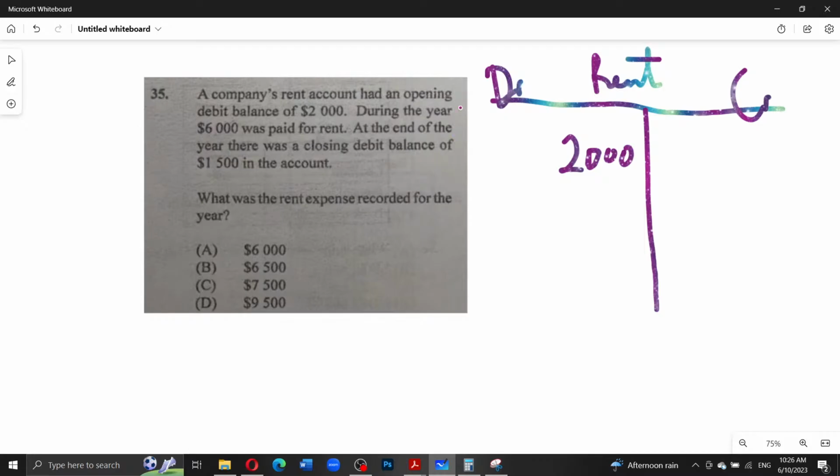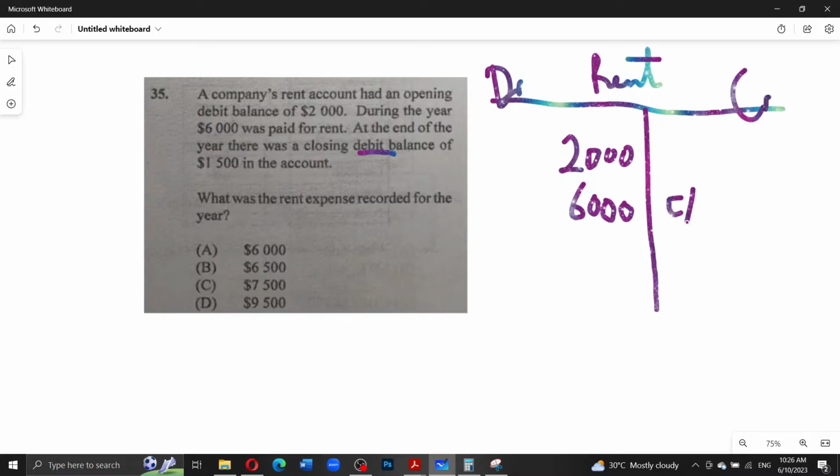During the year, $6,000 was paid for rent. When you pay rent, you create a debit entry in the rent account because rent is an expense, and you create a credit entry in the bank or cash account because cash or bank decreases when you are paying for something. So in this case, the bank will have the credit entry, and the rent account will have the debit entry. At the end of the year, there's a closing debit balance of $1,500. Even though they say there's a closing debit balance, it actually means this balance is going to be on the carry down side. I'll show you why just now.